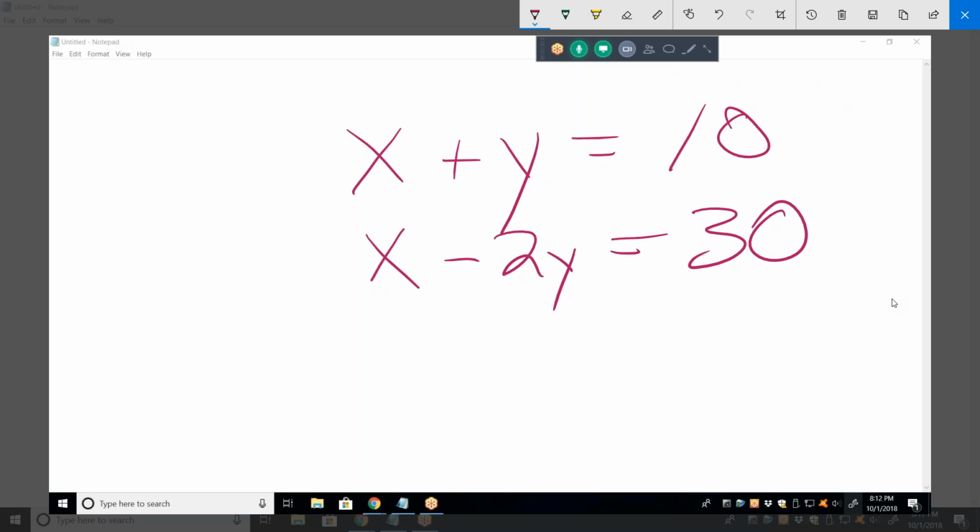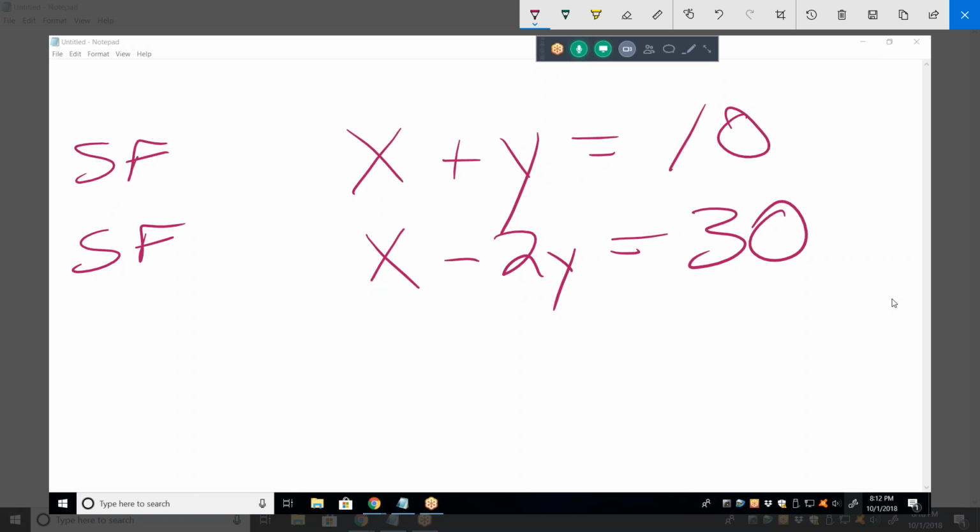Now, I'm looking at two equations that are in standard format. By standard format, I mean the x and the y are on the left and the number is on the right. You with me? Yeah. The rules of mathematics allow you to add or subtract any two equations.